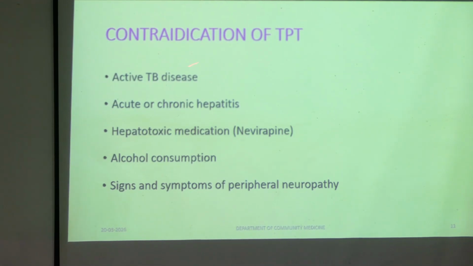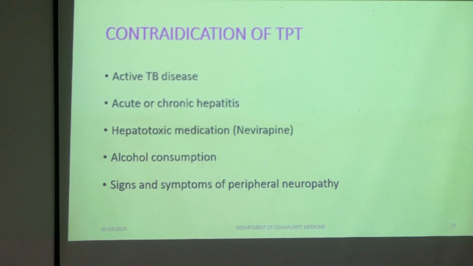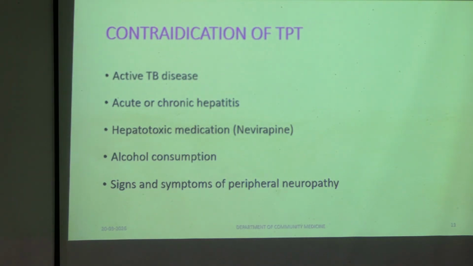And hepatotoxic, and alcohol consumption. Again it is hepatotoxic; alcohol acts where the enzymes are in the liver. And signs and symptoms of peripheral neuropathy. So peripheral neuropathy, again, is a side effect of isoniazid. So for that, along with TPT you have to give pyridoxine, 10 milligram per kg.